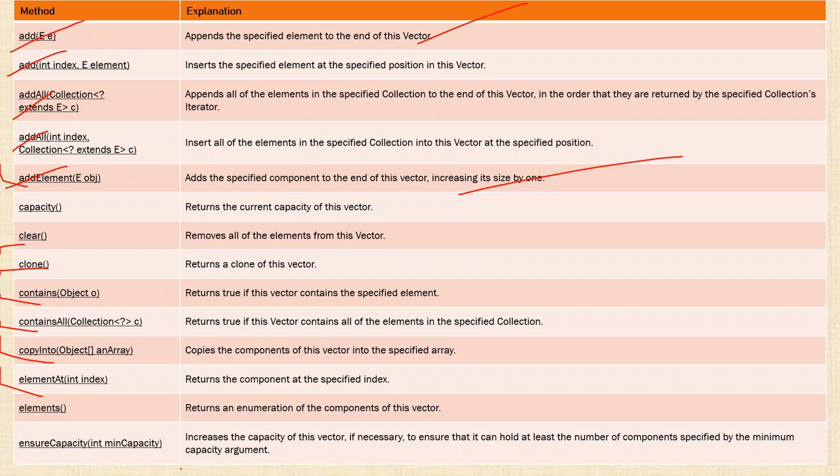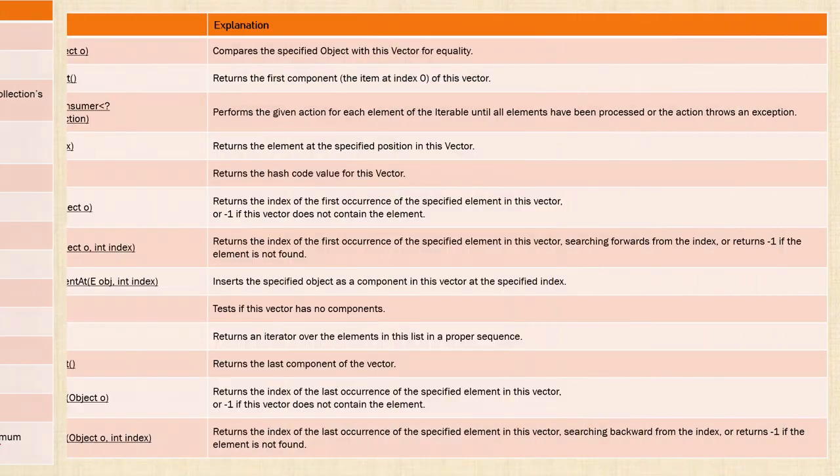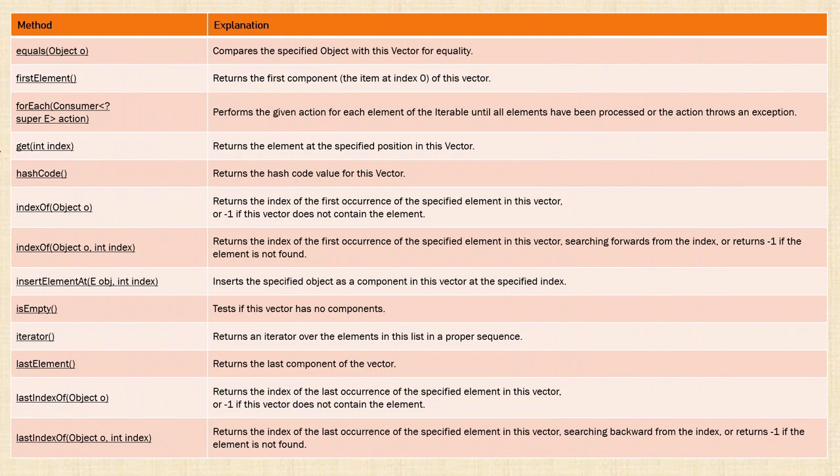So these are the methods, and we are going to quickly cover them and do the coding also. To understand the equals method, equals compares the objects. It is a very famous method. FirstElement gives you the first element. ForEach is used to iterate. To iterate your Vector you can use forEach. ForEach is available in the Collection interface.